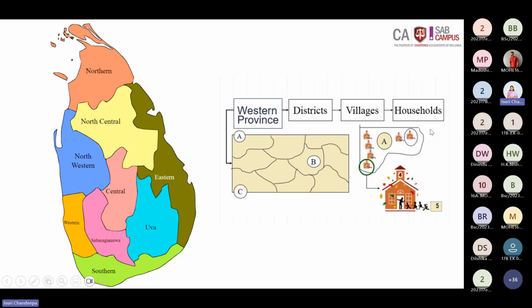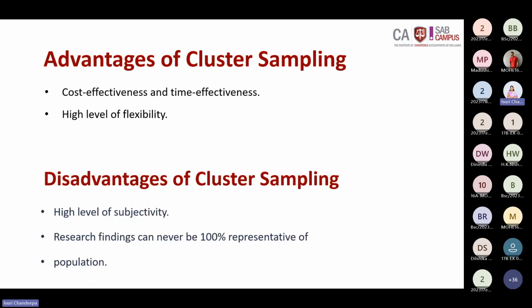Cluster sampling. In cluster sampling, we are dividing into clusters, as in the systematic random and the stratified random sampling techniques. Once you identify the clusters, you can collect the data again by using the simple random sampling technique. Right. So, the advantages and the disadvantages of the cluster sampling technique.